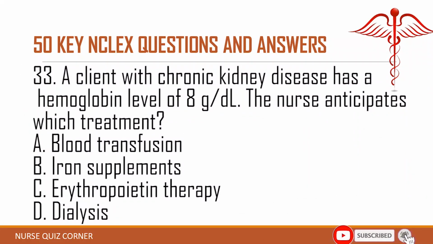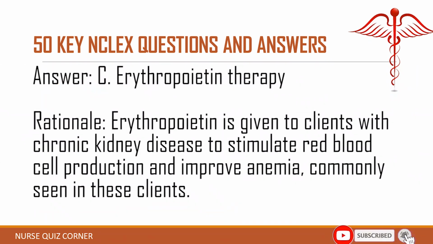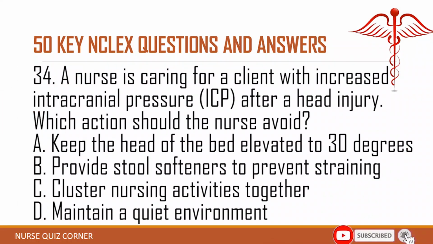33. A client with chronic kidney disease has a hemoglobin level of 8 grams per deciliter. The nurse anticipates which treatment? A. Blood transfusion. B. Iron supplements. C. Erythropoietin therapy. D. Dialysis. Answer C. Erythropoietin therapy. Rationale. Erythropoietin is given to clients with chronic kidney disease to stimulate red blood cell production and improve anemia, commonly seen in these clients.